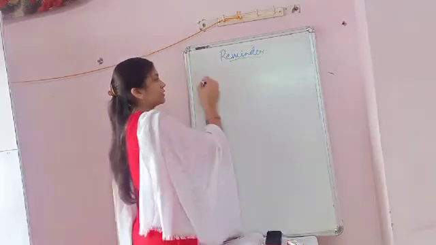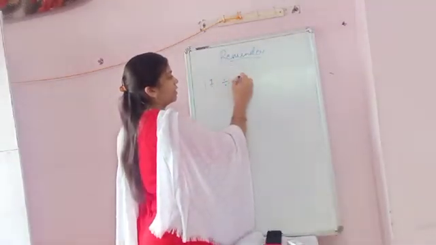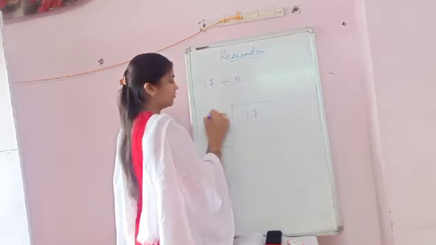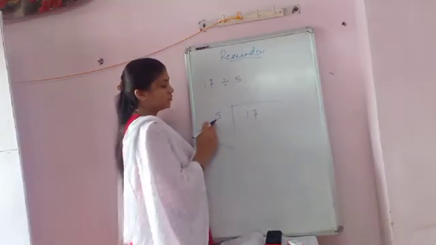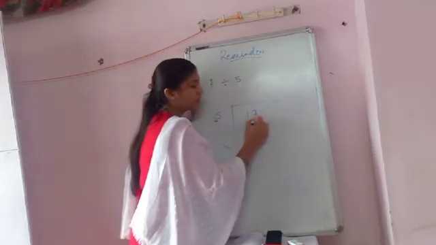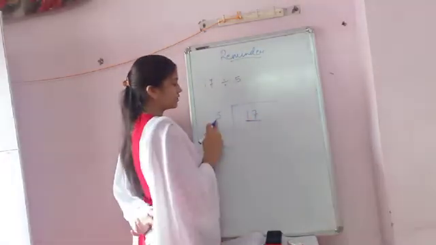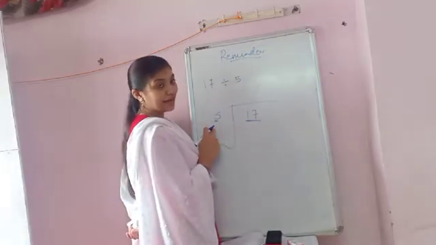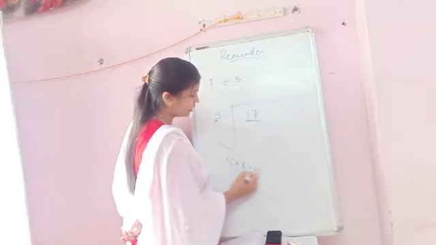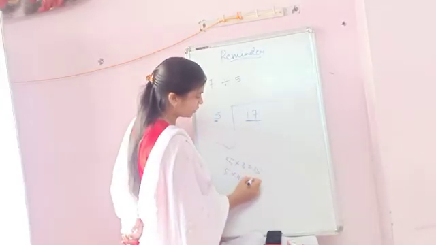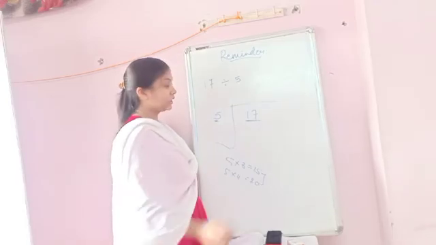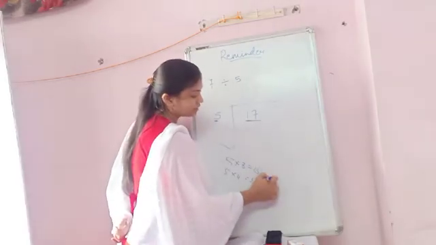For example, taking the same example, 17 divided by 5. So 17 by 5. 1 is the smaller, 5 is the larger. So we have to take the two numbers. So 5 ones are 5, 5 twos are 10, 5 threes are 15, 5 fours are 20. Okay, so there will be 15 and 20, but we have to find the 17.